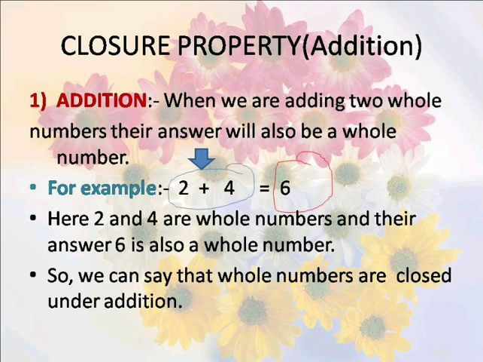Now closure property for addition says that when we are adding two whole numbers, the answer will also be a whole number. Can you see this example? In left hand side, 2 and 4 are whole numbers, whereas in right hand side, 6 is also a whole number. So we can say that when we are adding two whole numbers, the answer we are getting is also a whole number. So we can say that whole numbers are closed under addition.